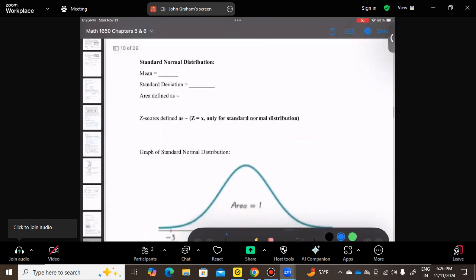Now we're going to get into the standard normal distribution. We're not going to have the ability to just look at a rectangle with this, but we will have computer software that helps us. There's going to be the standard normal distribution and then a normal distribution. The standard normal distribution has a mean of 0 and a standard deviation of 1. The area under the curve is defined as the probability. Total area equals 1 or 100% probability.